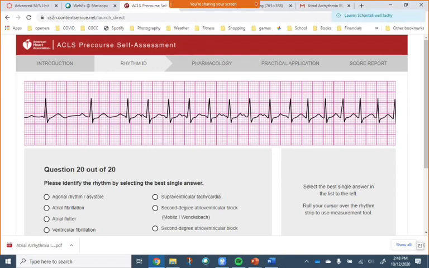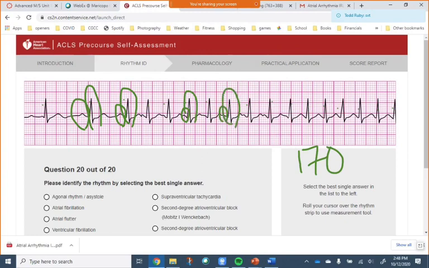So P before every QRS? Well, it's definitely tacky. I approve. That is definitely a tacky rhythm. Let's get our rate on this one. 1, 2, 3, 4, 5, 6, 7, 8, 9, 10, 11, 12, 13, 14, 15, 16, 17. So our rate is 170. We have a nice PQRS here. We've got a nice PQRS here. Then it kind of starts merging together, and it's getting faster.